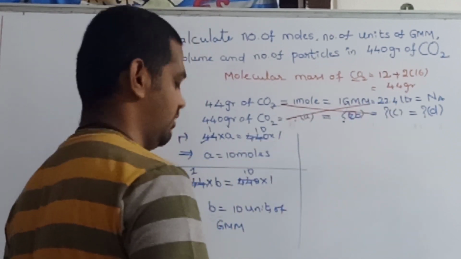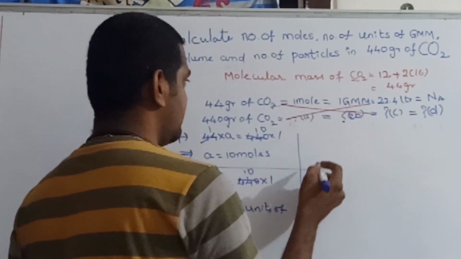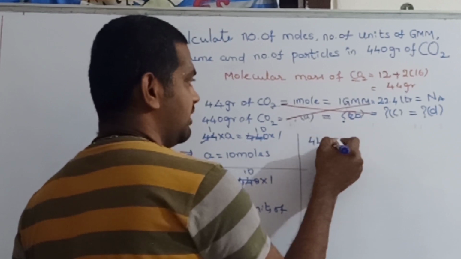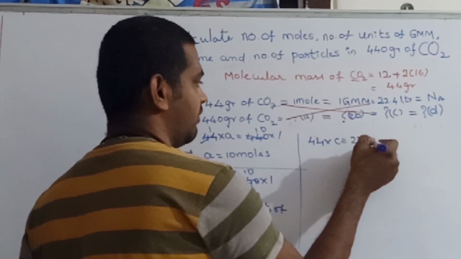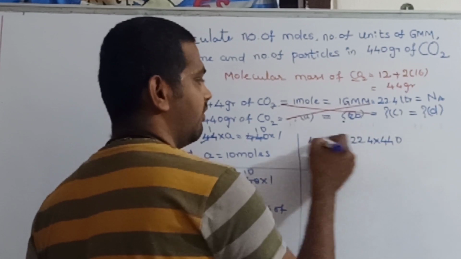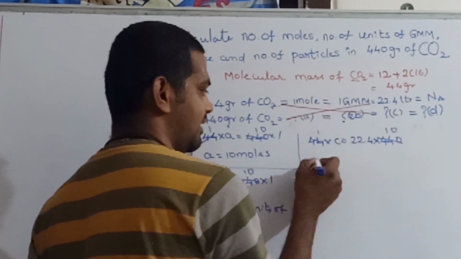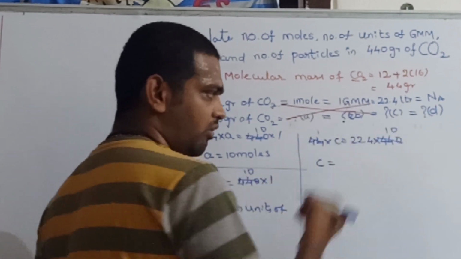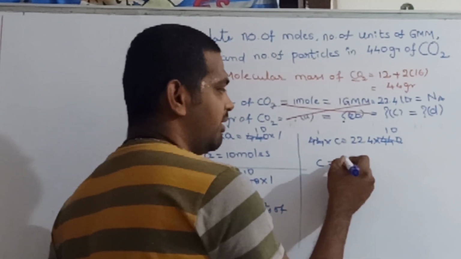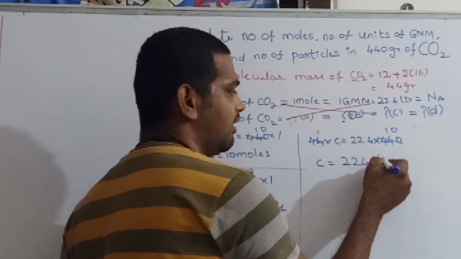Next, the third step, I am going to do cross multiplication between the gram parameters and liter parameters. Then what will you get? So here 44 into C is equal to 22.4 into 440. 44 ones are 44, 44 tens are 440. C is equal to 22.4 into 10, which is equivalent to 224 liters.